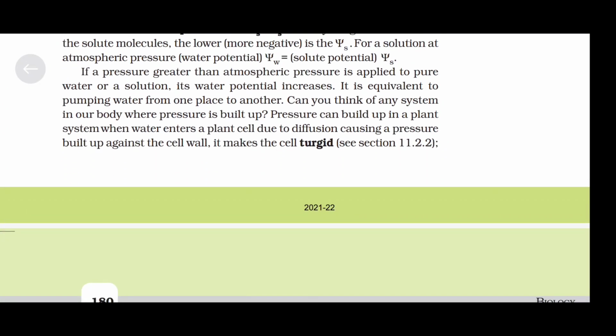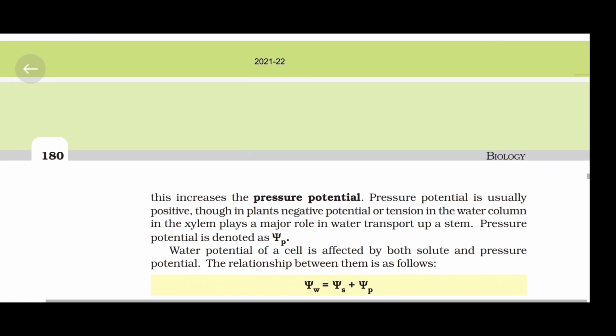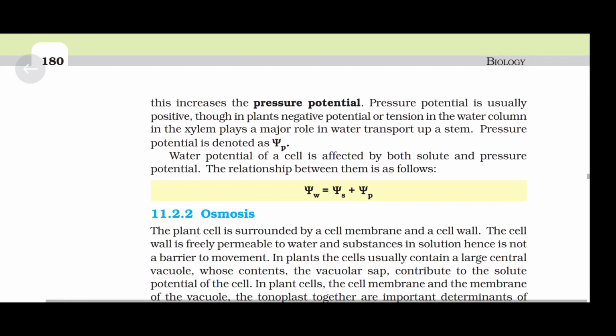It makes the cell turgid. This increases the pressure potential. Pressure potential is usually positive, though in plants, negative potential or tension in the water column in the xylem plays a major role in the water transport up a stem. Pressure potential is denoted as psi P.